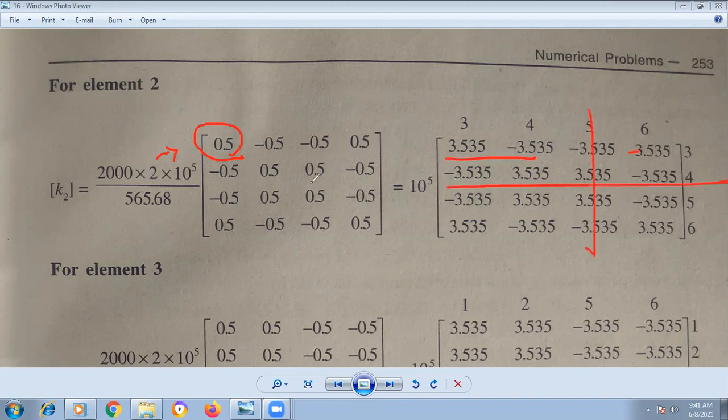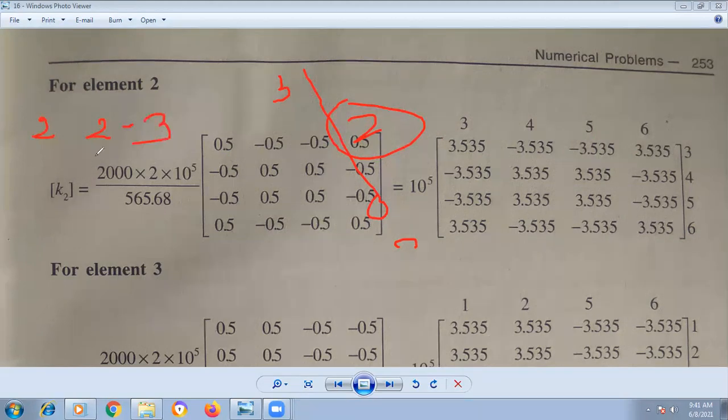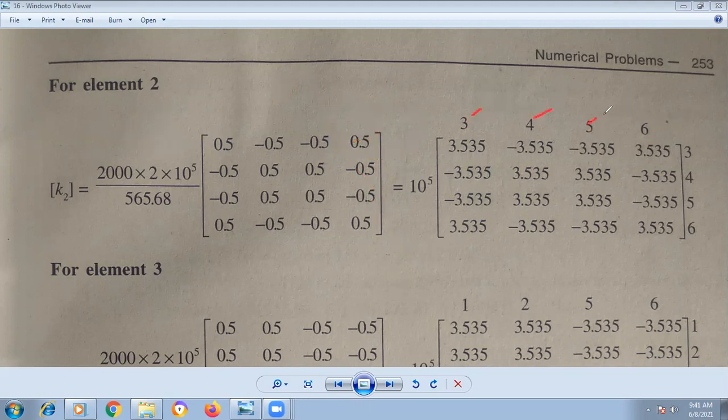Now global numbering, the global degrees of freedom for element 2. We have written in the element connectivity table that it is connected between nodes 2 and 3. Therefore, the corresponding degrees of freedom for node 2 are 3, 4. Corresponding degrees of freedom for node 3 are 5, 6. So 3, 4, 5, 6 will form our global degrees of freedom.